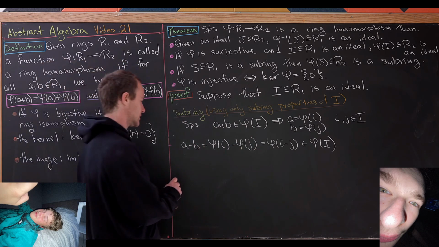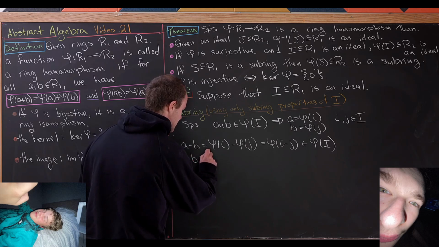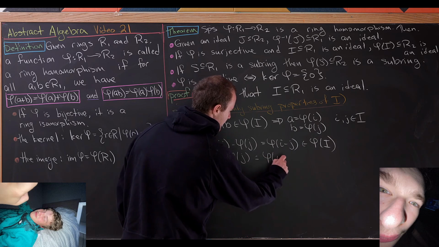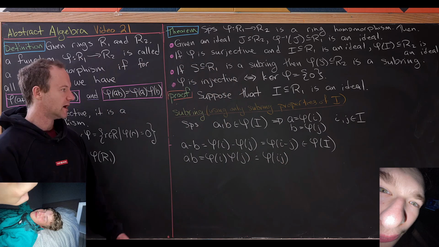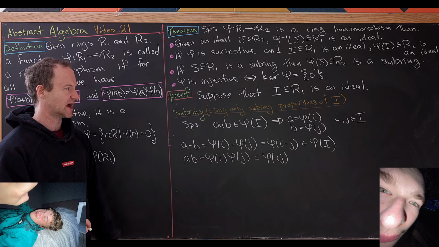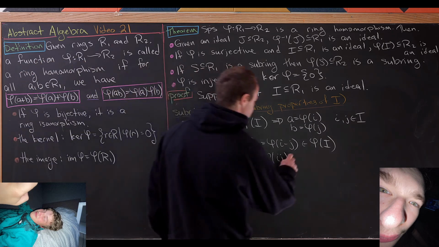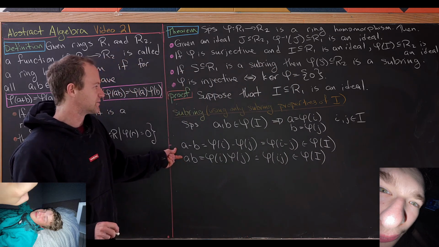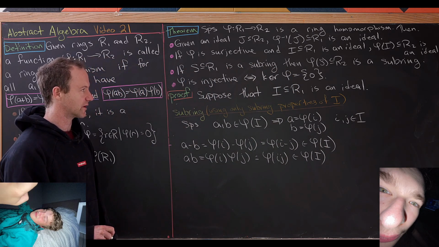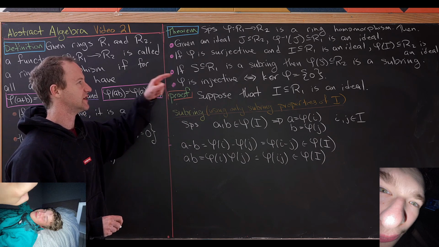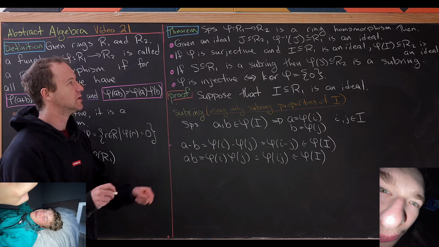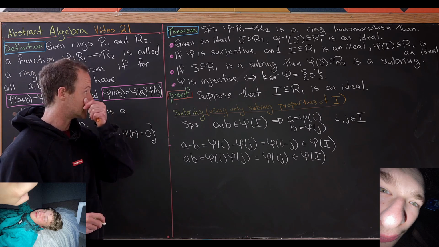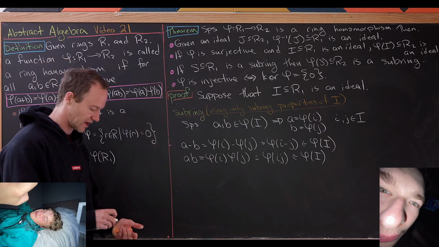Now let's look at their product. A times B is equal to phi of i times phi of j. Since we have a ring homomorphism, that's phi of i times j. But i times j is inside of I because it's a subring, so that's inside of phi of I. So these two properties prove that phi of I is a subring. And notice we didn't use surjectivity or the fact that I was an ideal. We only used the fact that phi was a ring homomorphism and that I was a subring. So that actually covers this third dot.